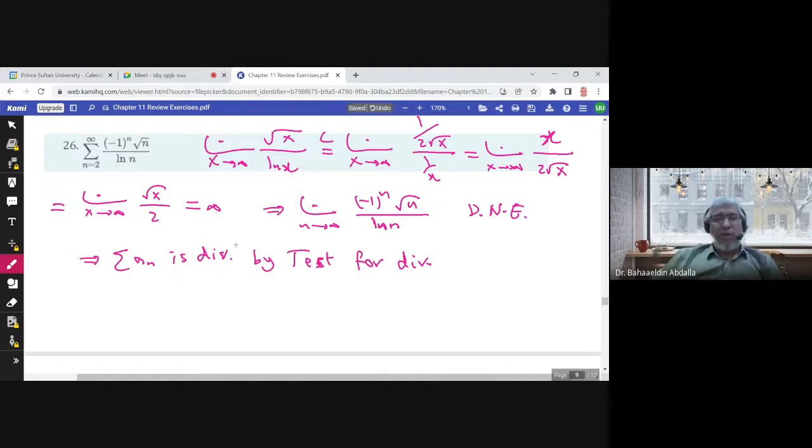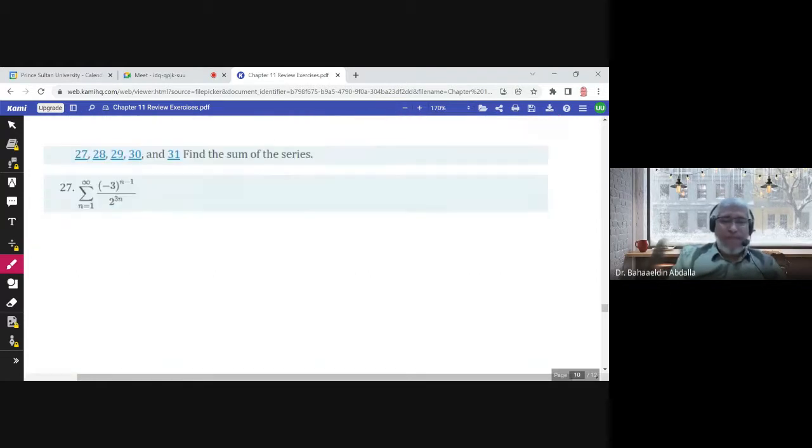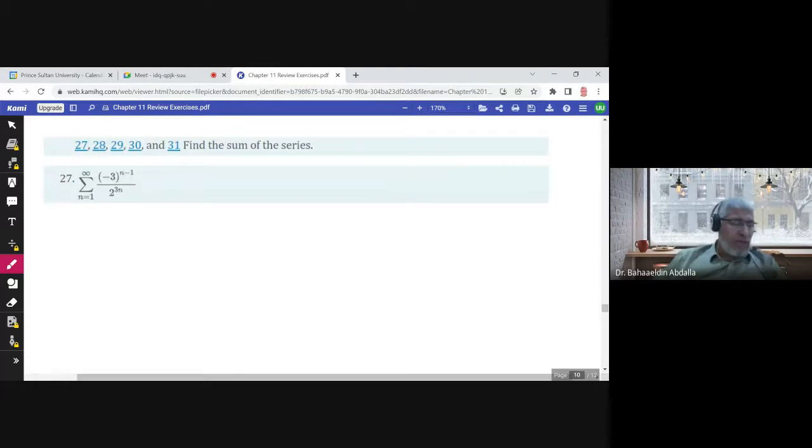Okay, so summation absolute value is divergent, and summation an is also divergent. Other type of questions: find the sum of each series. When it says find the sum, either we have a geometric series or a telescoping sum. This looks like a geometric series. This starts from 1, so I need to write it. To find the sum, I need to determine the first term and r.